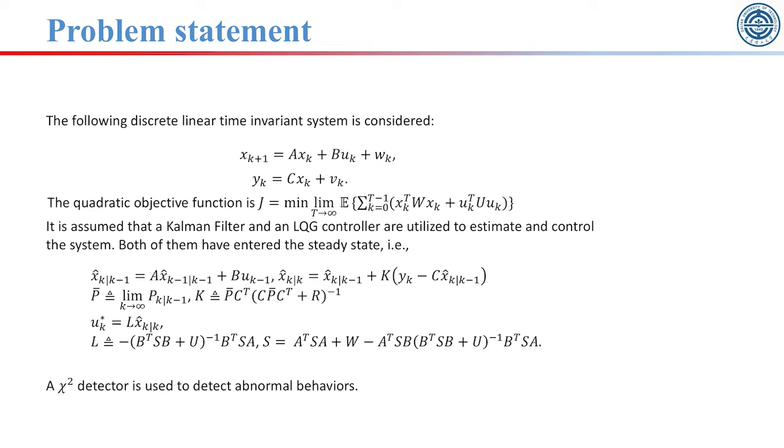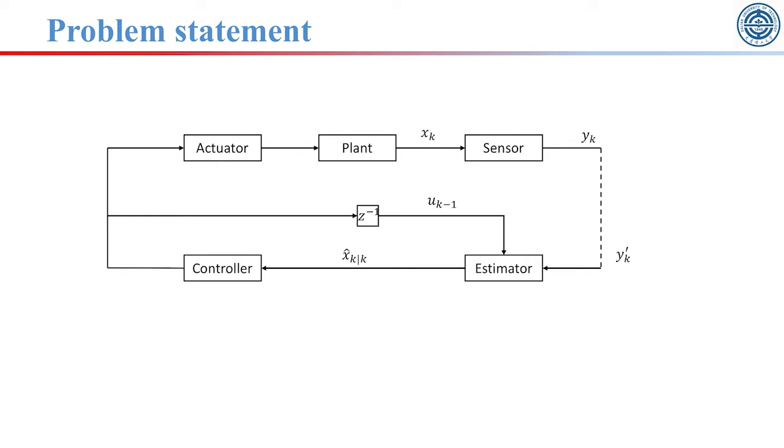In this paper, we consider a general discrete linear time invariant system with a common filter, an LQG controller, and a chi-squared detector. Furthermore, we assume that the common filter and the LQG controller have entered in the steady state at the first time step, meaning that their gains are time invariant. And how to calculate the gain can be found in this PowerPoint. This diagram shows the basic formulation in our paper.